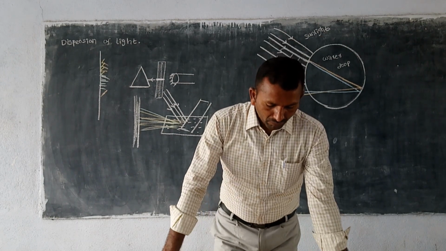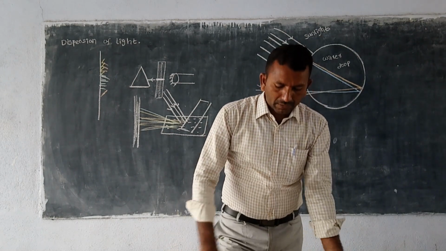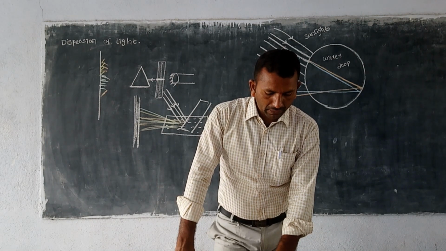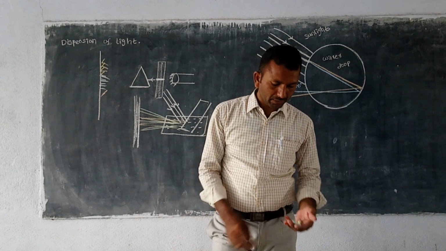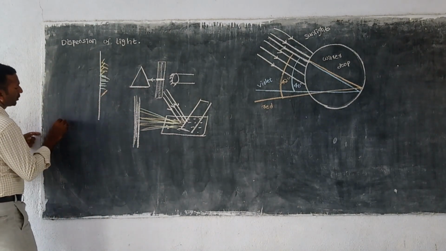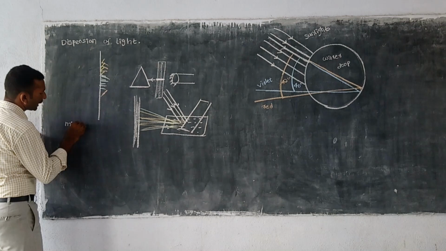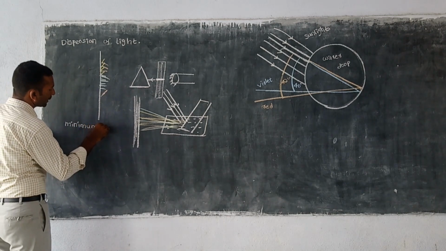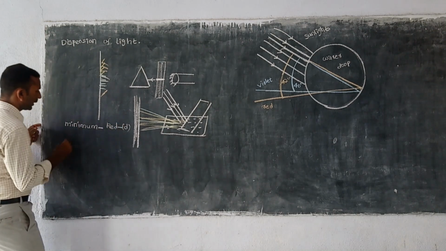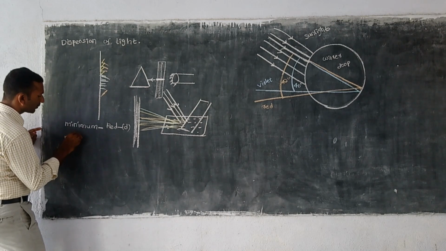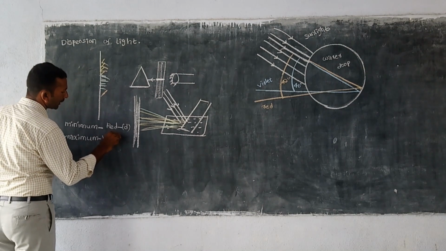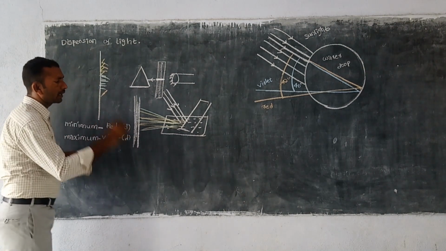We shall learn now. In activity 3, we observe that the angle of deviation is minimum for red as compared to the angle of deviation of other colors, and maximum for violet. Which color contains the minimum angle of deviation? Red color contains the minimum angle of deviation, and violet color contains the maximum angle of deviation.